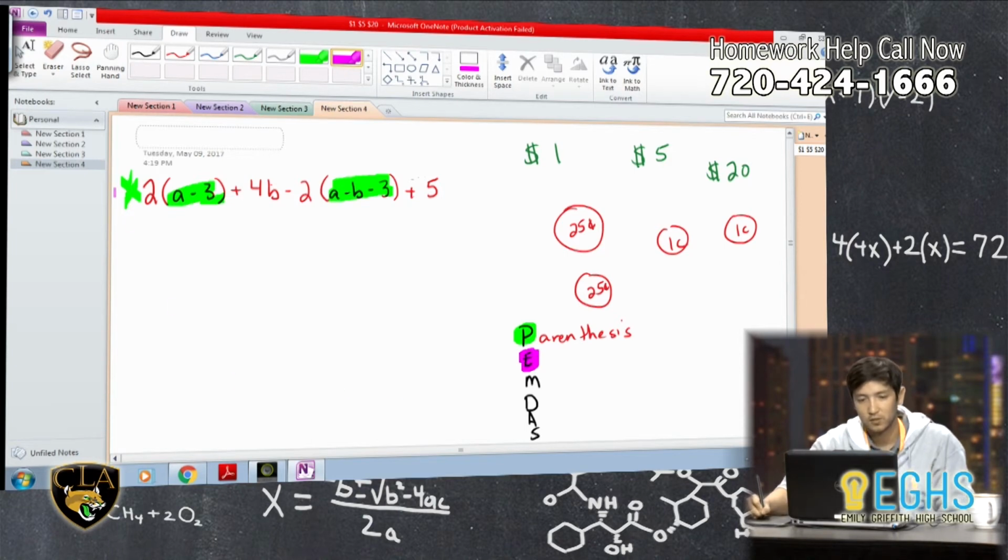Exponents, again, kind of looking through here. There are no exponents, so we're going to move on past that. And now we get to something we can actually do, multiplication.